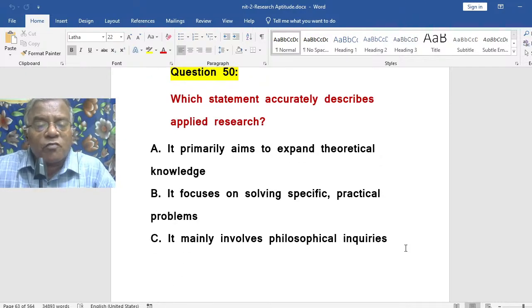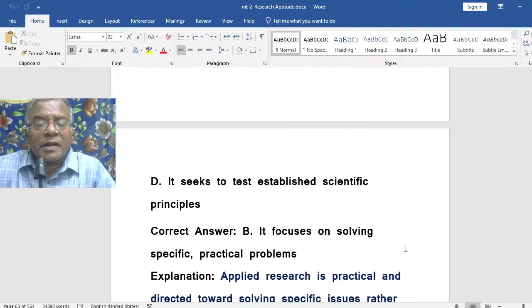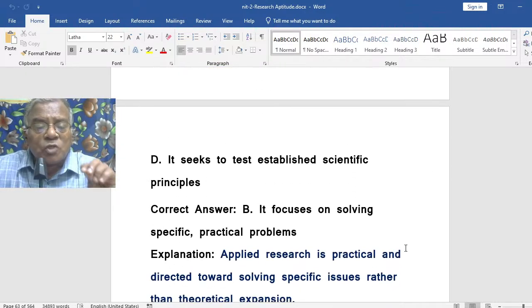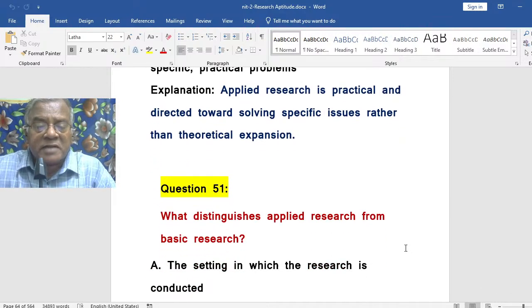Which statement accurately describes applied research? Just see all the four alternatives. That is, it focuses on solving specific practical problems. Applied research is practical and directed toward solving specific issues rather than theoretical expansion.